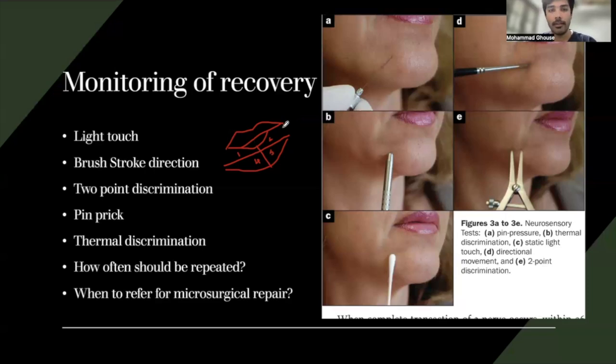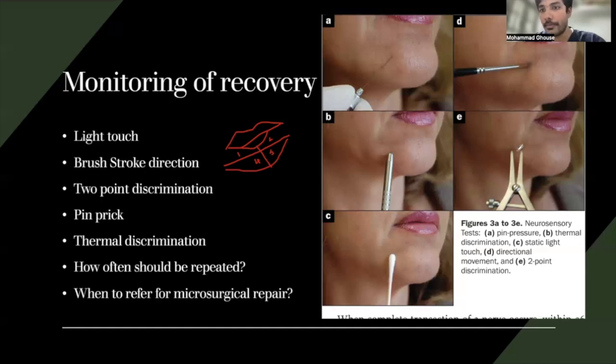The wisp of cotton is passed either from right to left or left to right. In the normal region, this establishes the baseline, that is, the patient should be able to perceive the direction of the cotton. If he or she is not able to perceive, it should be marked as abnormal. Then coming to two-point discrimination, it can be done either with the help of a vernier caliper or a divider. The basic thing in two-point discrimination is that it shows the integrity of the larger A beta fibers which carry the touch sensation.